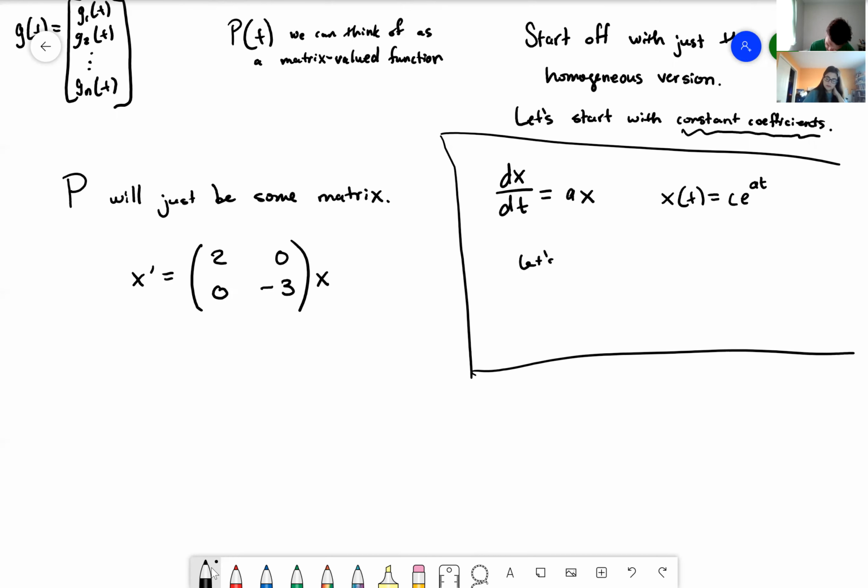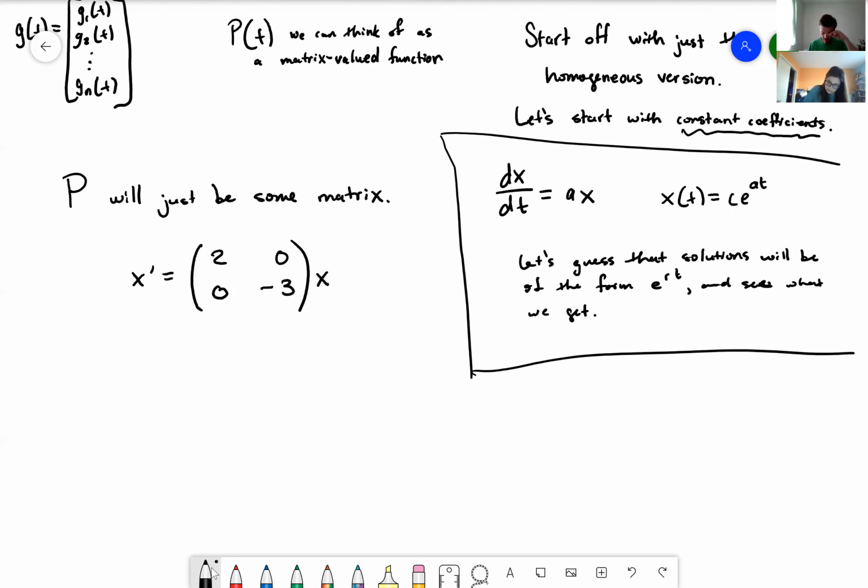So let's guess that our solutions will be of the form e to the rt and see what we get. See if we can find a solution.